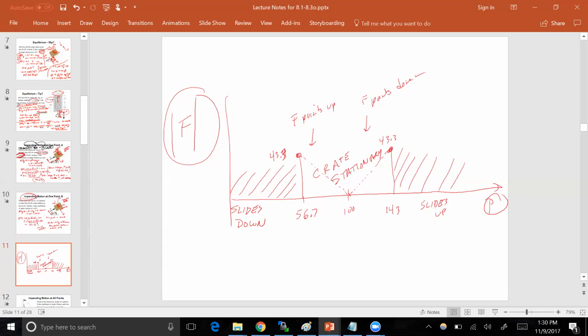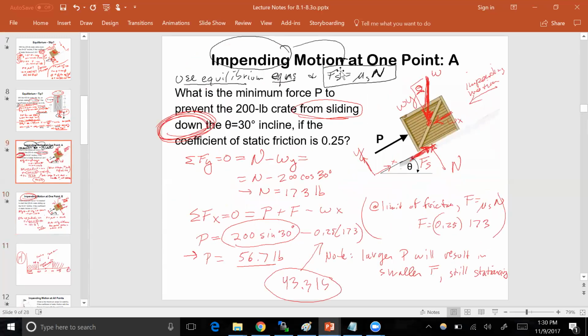Or then it'll change directions at 100. Yeah, because if there was no friction force, in order for this thing to be in equilibrium, P would have to equal W sub x, which is 200 sine of 30, which is 100 pounds, right?